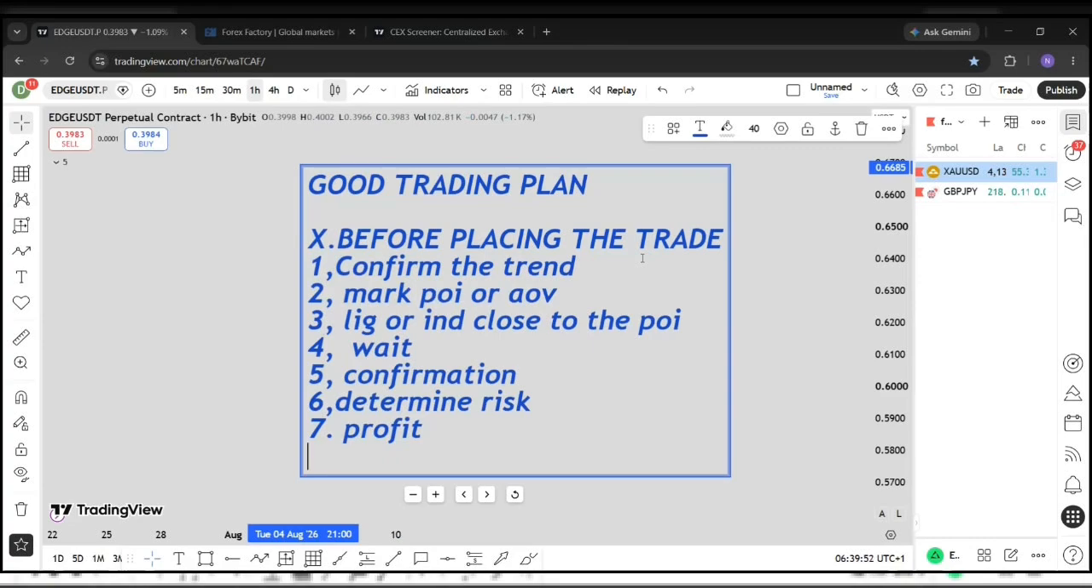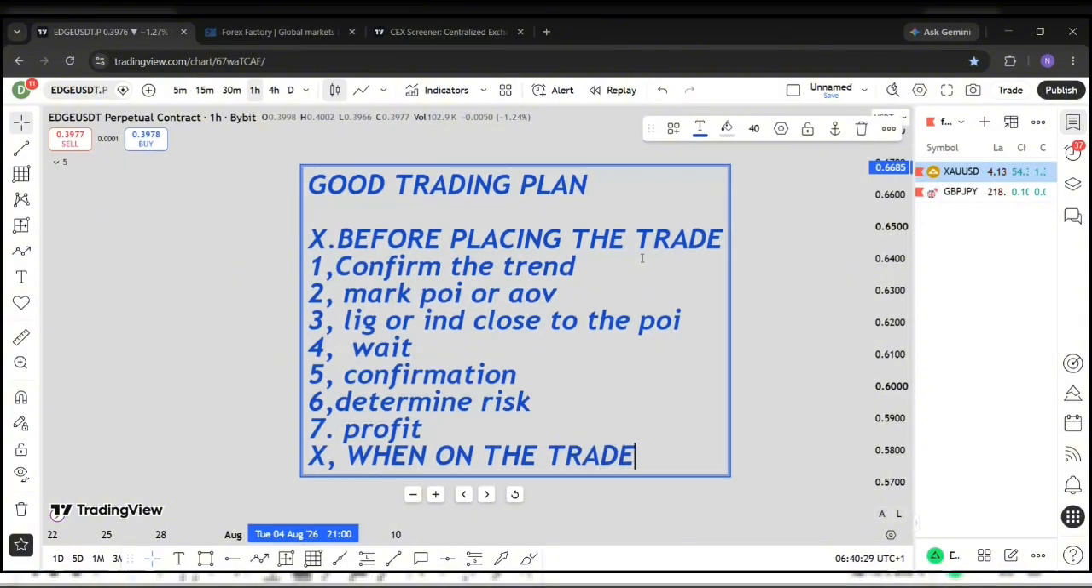Then number two is what you do when you are on a trade. Remember I said three forms to creating a good trading plan. We have before placing the trade, we have when on the trade, or when you have placed the trade.